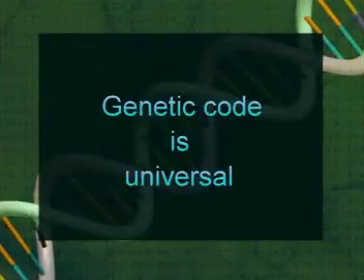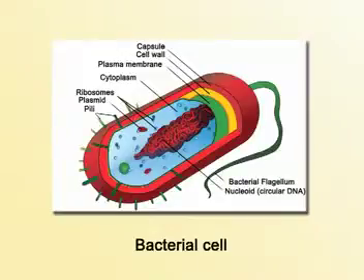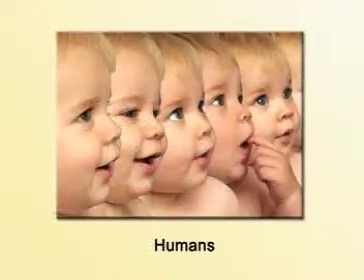Genetic code is universal. The genetic code is the same in almost all organisms. For example, the codon AGA specifies the amino acid arginine in bacteria, humans, and all other organisms whose genetic code has been studied. The universality of the genetic code is among the strongest evidence that all living things share a common evolutionary heritage. The universality of the code argues that it must have been established very early in evolution.